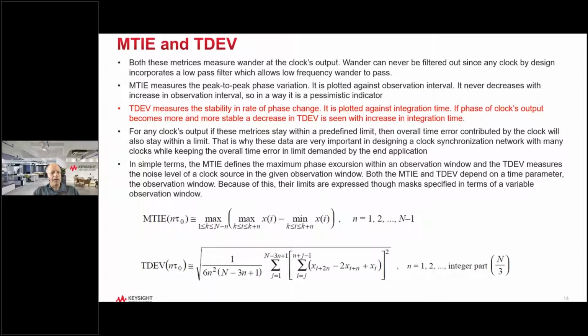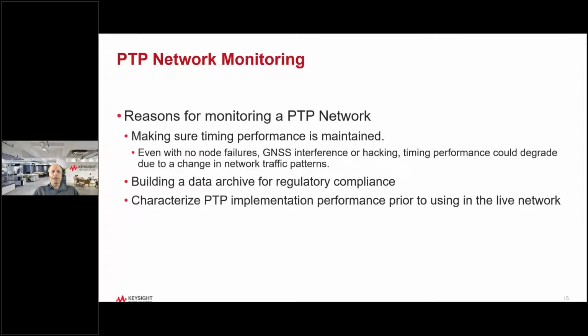So now that I've run through these, and a lot of this was repetition, I'm going to dig into how we monitor PTP on a network. The first I want to discuss is why we monitor PTP on a network. The first goal is to make sure the timing performance is maintained. Even if we don't have any node failures, no GNSS interference, and no hacking, timing performance could degrade due to changes in network traffic patterns or even small changes in temperature.